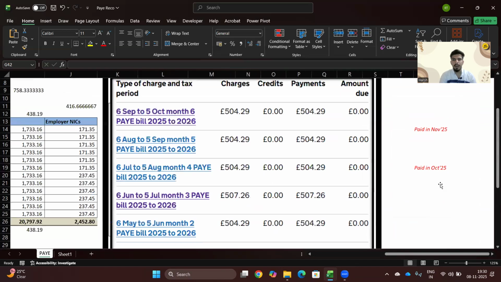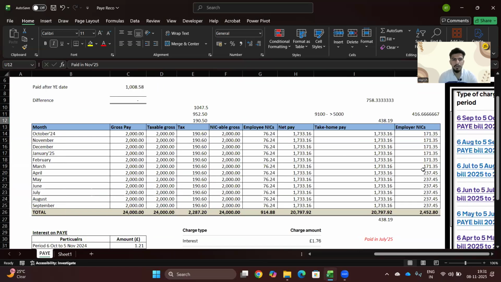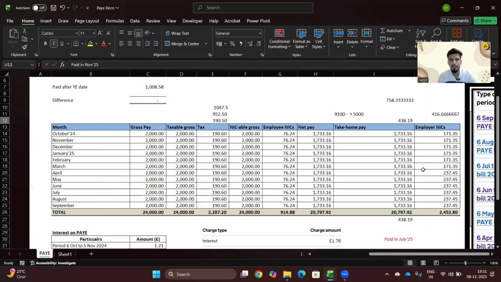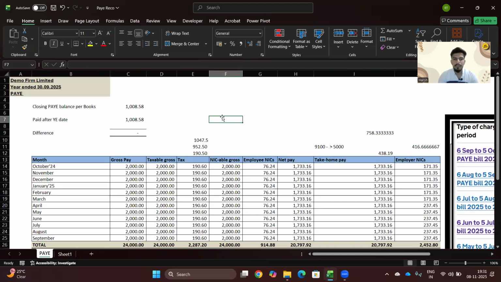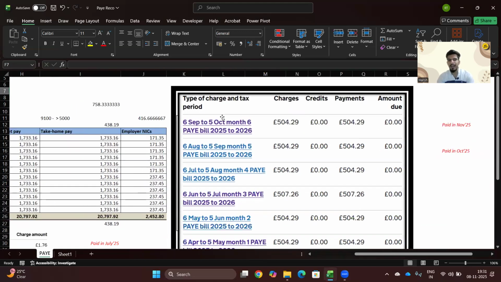Next are the payments. These are a few of the payments. So what happens is, for August month I have paid in October, and for September month I have paid in November, right? We have got these two, August and September, and September is our year end. So when you close the year end, you would see the liability as 504.29 and 504.29.